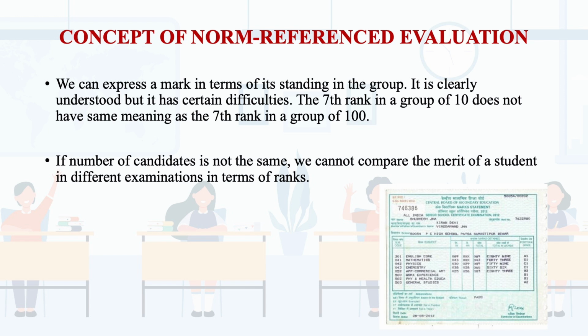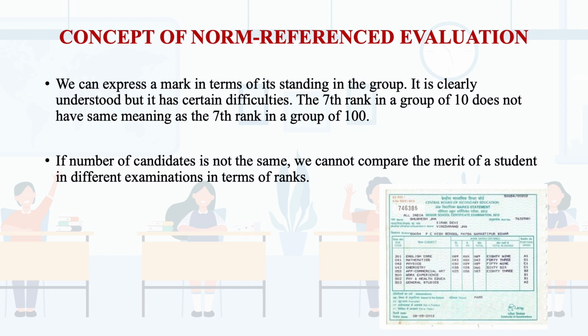In a group of 100, the 7th rank you can say is a good performance, but in a group of only 10, you can say that in order of rank, that student is just occupying the 7th position. After that student, you will find only three ranks, that is 8th, 9th and 10th. So if the number of learners in both the groups is not the same, then it is difficult to compare.